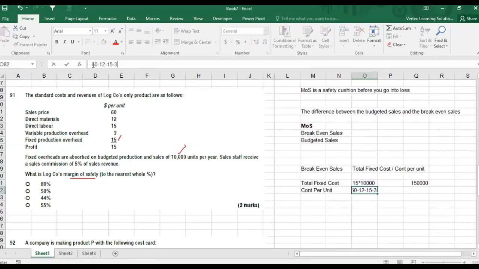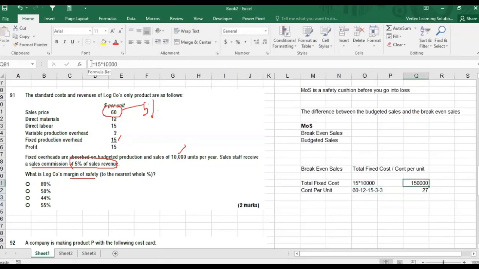And then there is one more thing which you should not ignore. It says that there is a sales commission of 5% on sales revenue, which means every time somebody sells a $60 item, they will get 5% of that. 60 times 5% is 3. So you are actually giving $3, so you should subtract another 3. If you ignore it, your answer will be wrong. So you should subtract that sales commission as well.